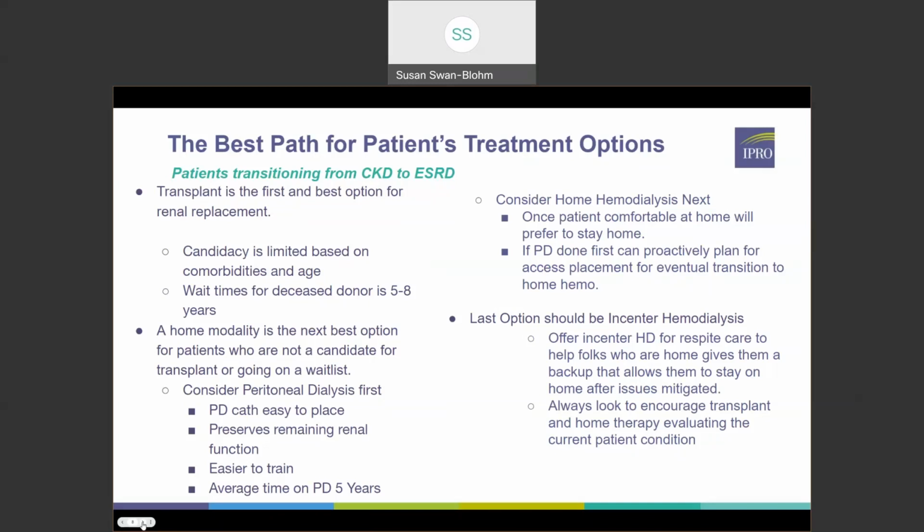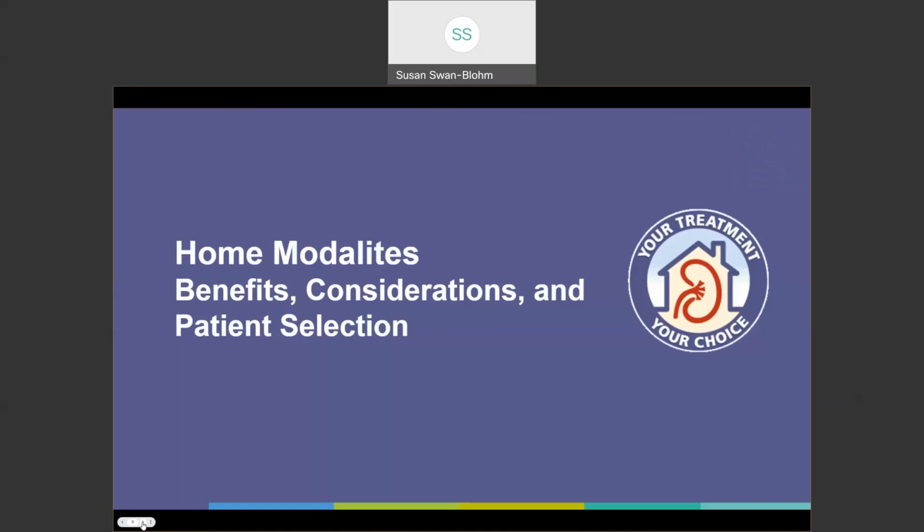In-center hemodialysis should be the last option considered as it provides the least amount of renal replacement therapy, the most restrictive diet, a high number of medications, and the least amount of patient freedom and control. For these reasons, all in-center patients should be regularly encouraged and educated on transplant and home modalities. Dialysis options are not a one-size-fits-all solution.